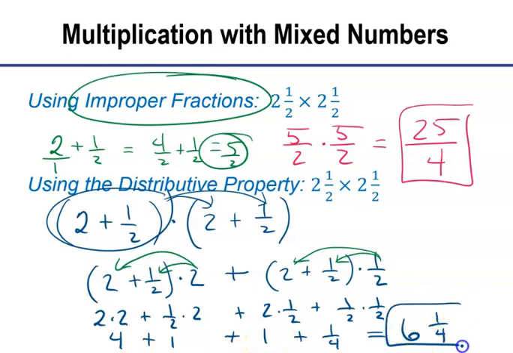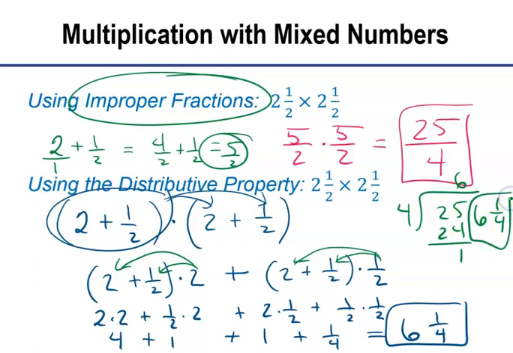Now that answer looks different than what we have here, but we know that's the same thing, right? We say 4 divides into 25, 6 times. 6 times 4 is 24, and 1 remaining. Remember the way to change an improper fraction to a mixed number? This definitely is 6 and 1/4.